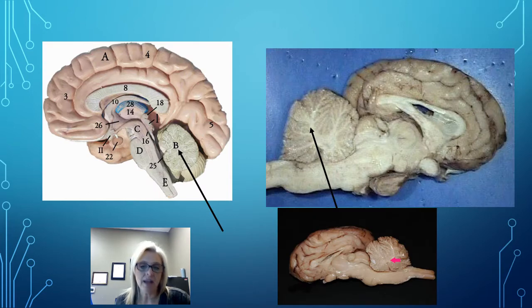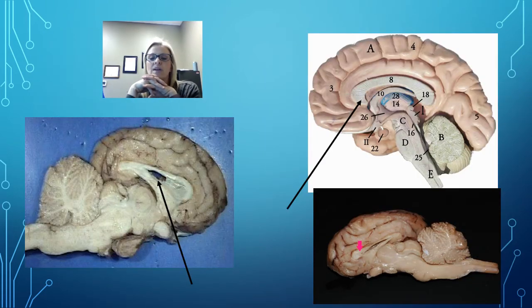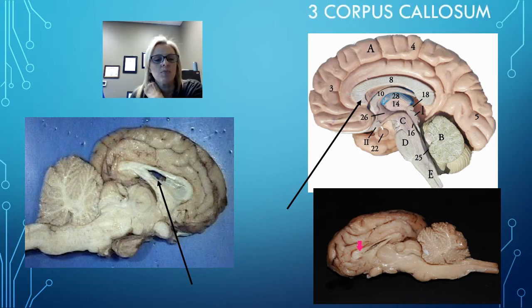All right, so what is the name of the white matter here in the cerebellum? It's a feature in the cerebellum. It means tree of life. So it is the arbor vitae. All right, so here we have this sideways C-shaped structure. This connects the two hemispheres. This is a very important portion of your brain, so get this one right. It's the corpus callosum.